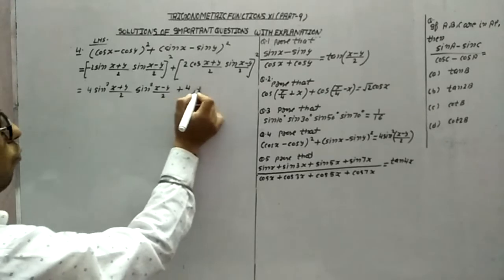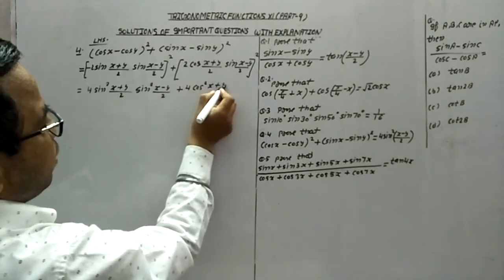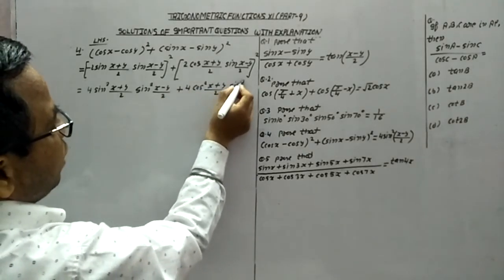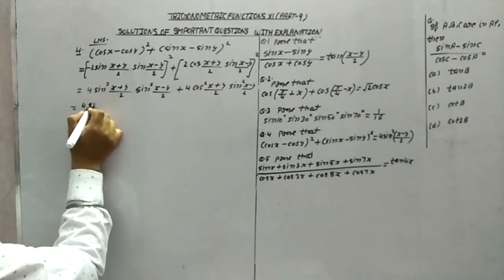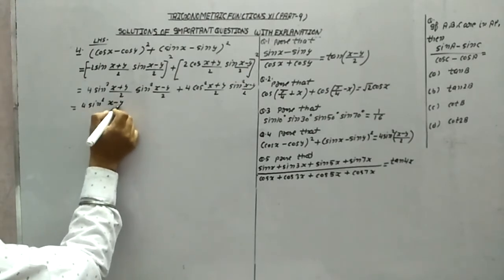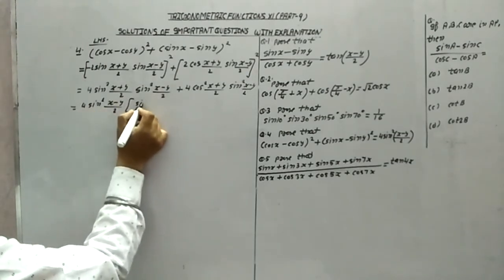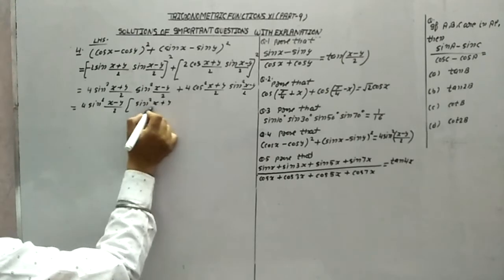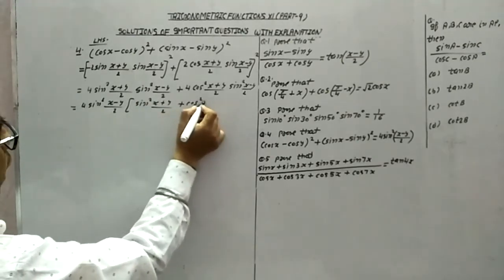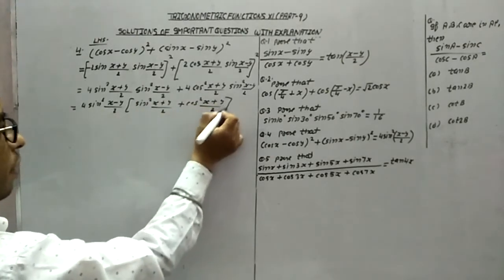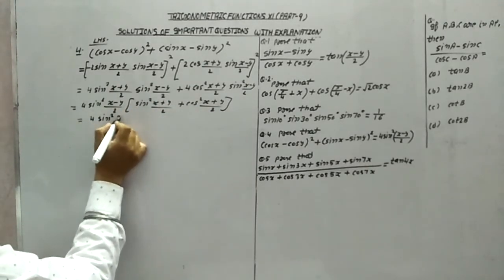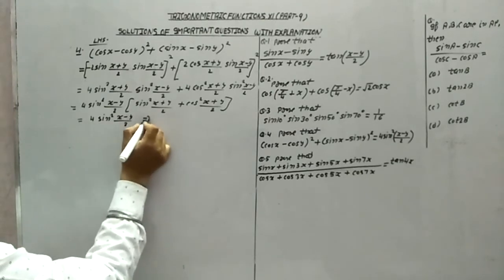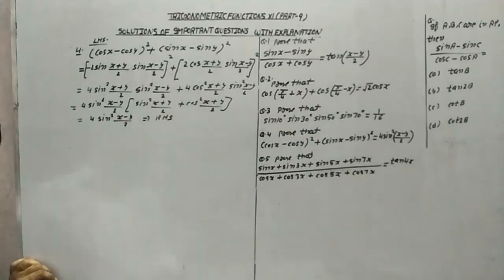In the same way, this is 4 cos square (x plus y) by 2 and sin square (x minus y) by 2. So what is common? 4 sin square (x minus y) by 2 is common. What is left here? Sin square (x plus y) by 2 plus cos square (x plus y) by 2. You know very well, sin square theta plus cos square theta is equal to 1. So this is 4 sin square (x minus y) by 2, which is equal to the right hand side. So this is also a very important question.